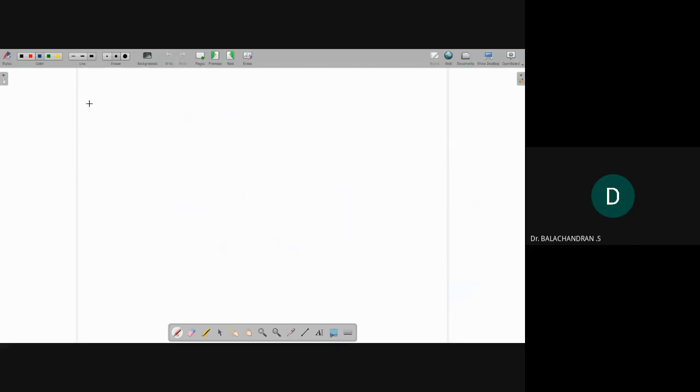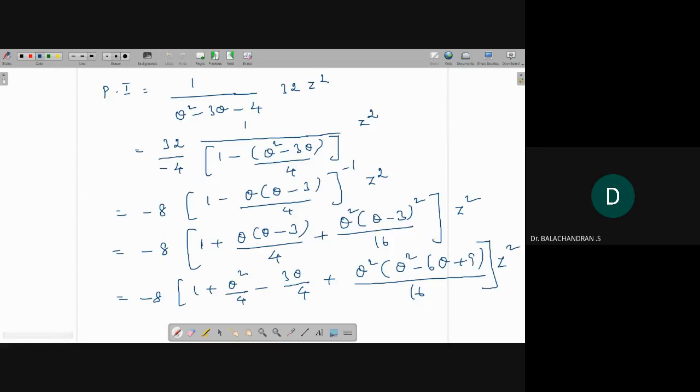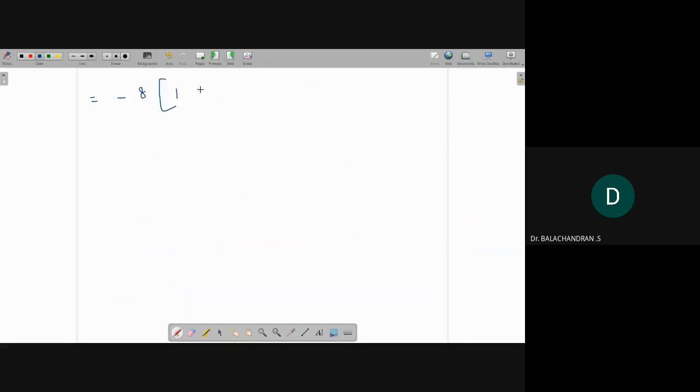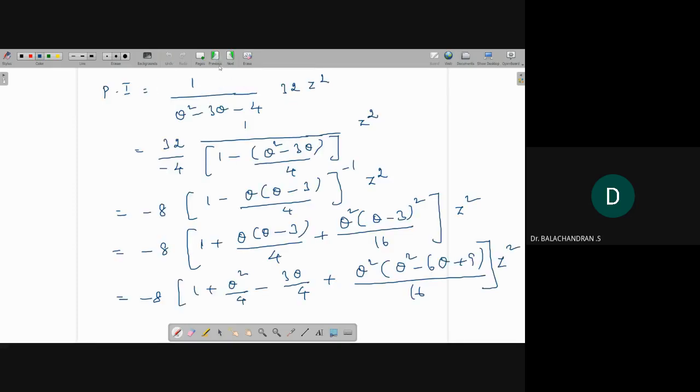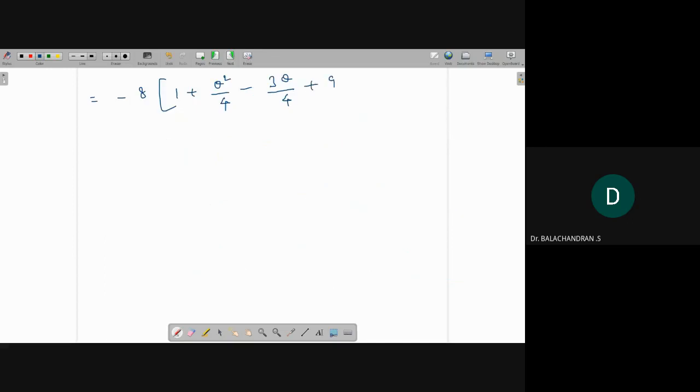So in the next page I will write minus 8 (1 plus theta square by 4, and then minus 3 theta by 4, and then 9 theta square divided by 16) into z square. Which is equal to minus 8 (1 minus 3 theta by 4, taking 16 as common, 4 times 4 theta square plus 9 theta square is 13 theta square) into z square.